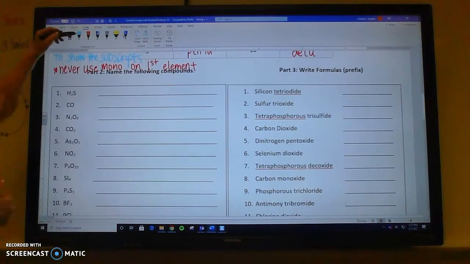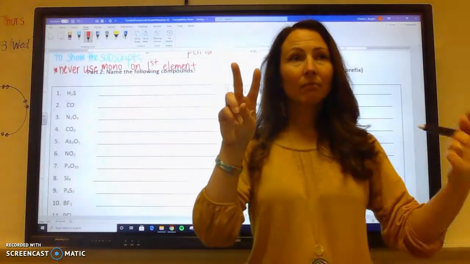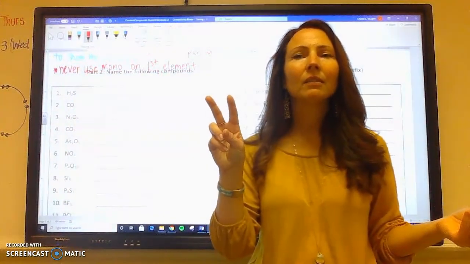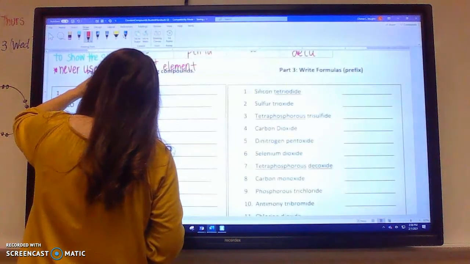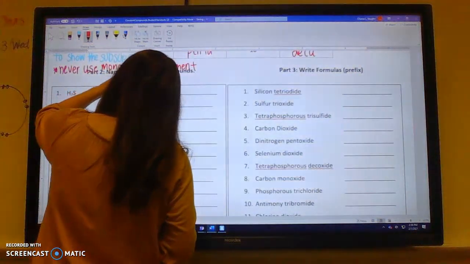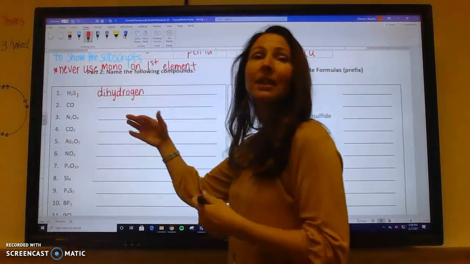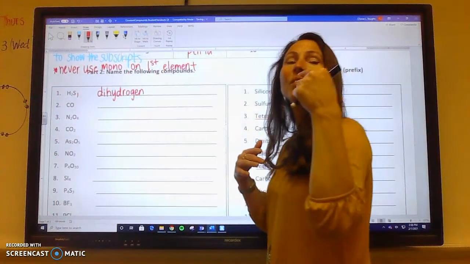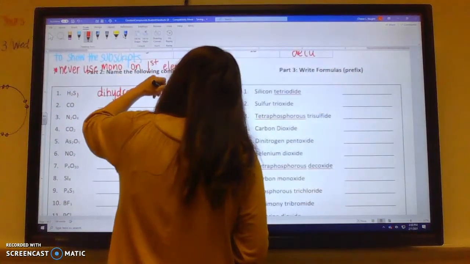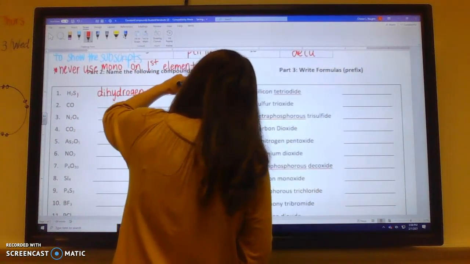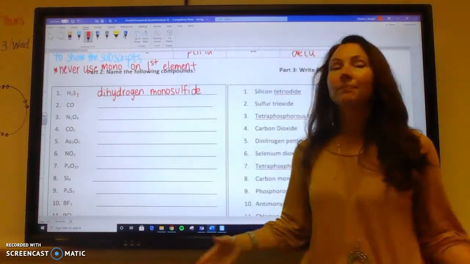So the first one is pretty straightforward, H2S. The prefix for 2 is, I just wrote it down, di. So this is going to be dihydrogen. We just named hydrogen its regular name. And then the 1 doesn't get written in. That's H2S1. Monosulfide. It ends in ide. Good job, Caleb. So dihydrogen monosulfide. This name means 2 hydrogens, 1 sulfur.